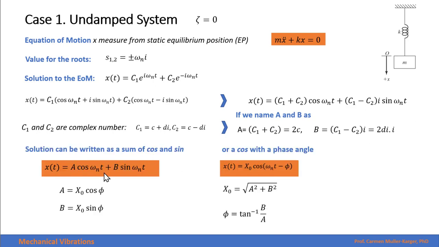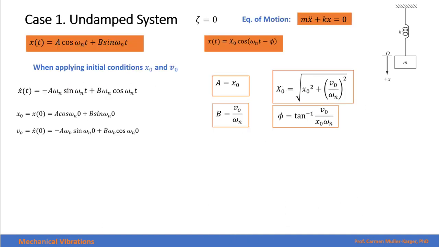Now, if we name A as C1 plus C2 and B as C1 minus C2, the solution can be written in terms of a sum of cosine and sine. We can also write it in terms of a single cosine with a phase angle. We learned that in a previous presentation, where A relates to x sub 0 as x sub 0 cosine of the phase angle, and B is x sub 0 sine of that phase angle. And therefore, x sub 0 will be the square root of A squared plus B squared, and this is how we define the phase angle.